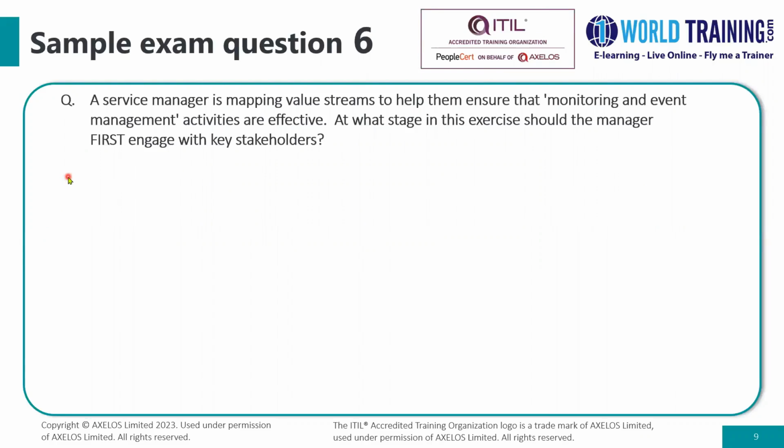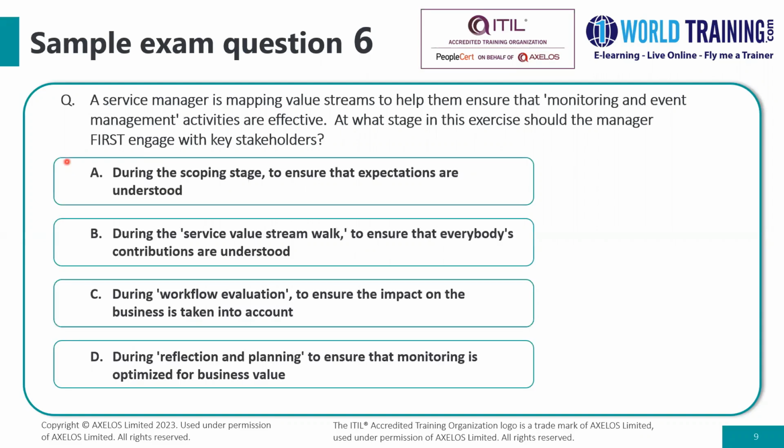The next question: a service manager is mapping value streams to help them ensure that monitoring and event management activities are effective. At what stage in this exercise should the manager first engage with the key stakeholders? A, during the scoping stage to ensure that expectations are understood. B, during the service value stream walk to ensure that everybody's contributions are understood. C, during workflow evaluation to ensure the impact on the business is taken into account. Or D, during reflection and planning to ensure that monitoring is optimized for business value.